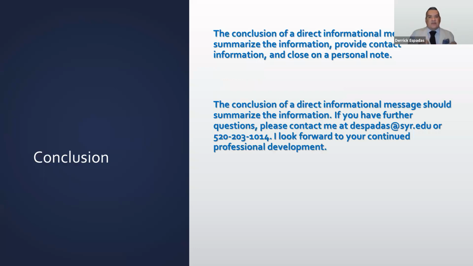Conclusion. We went over this in class, and you definitely want to make sure you have it. The conclusion in a direct informational message should summarize, provide contact information, and close on a personal note. Many of you provided a little extra glimpse into personal information, and I thought it was good. Just, I'm going to try harder, or I've learned Excel is more difficult than I thought. That is good. It's a nice closing, kind of ties everything up in a bow, along with the more informative conclusion.